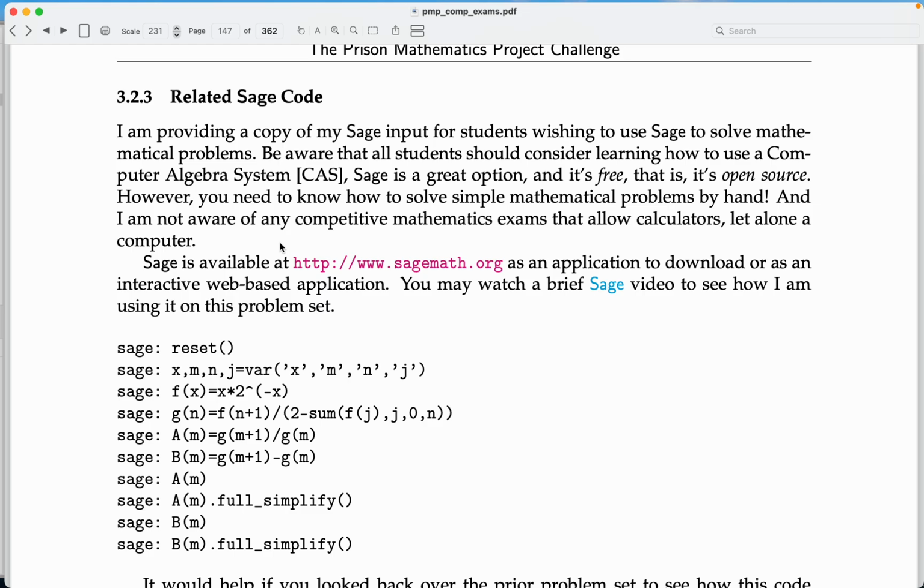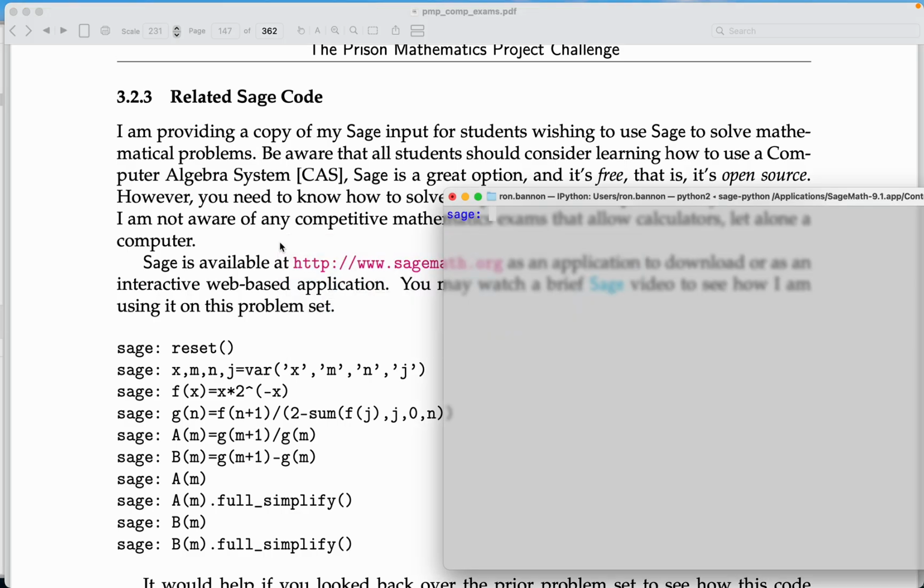In 3.2.3, related Sage code. All right, so let's go back to my terminal and I can start typing stuff in. Reset. There's some variables over here, x, m, n and j, right? Equals var. And let's type this in. x is a variable. m is a variable. n is a variable. And j is a variable.